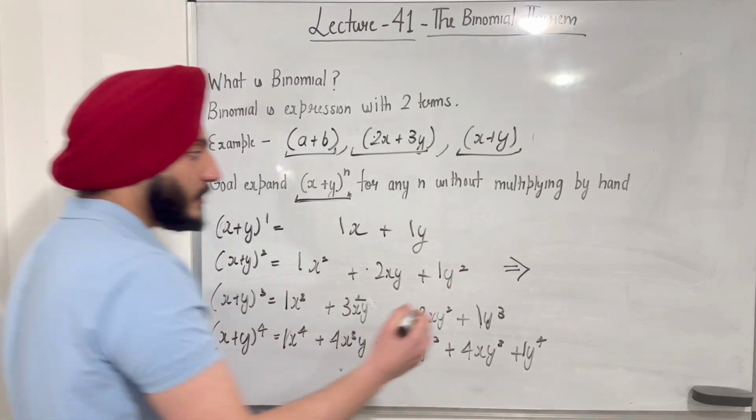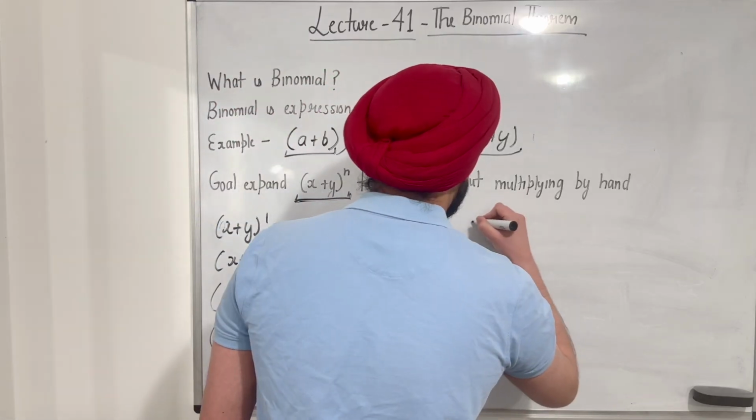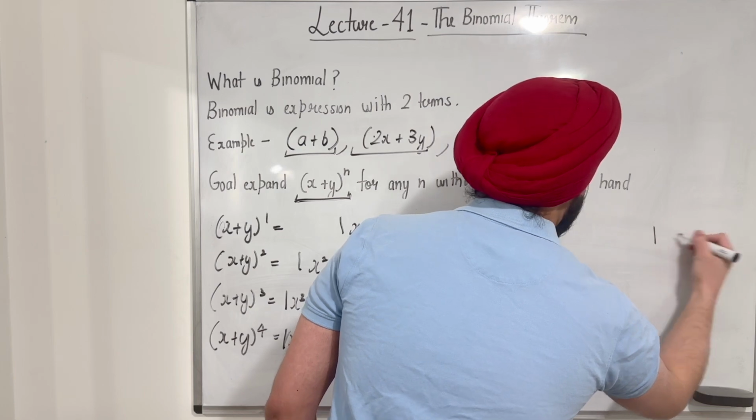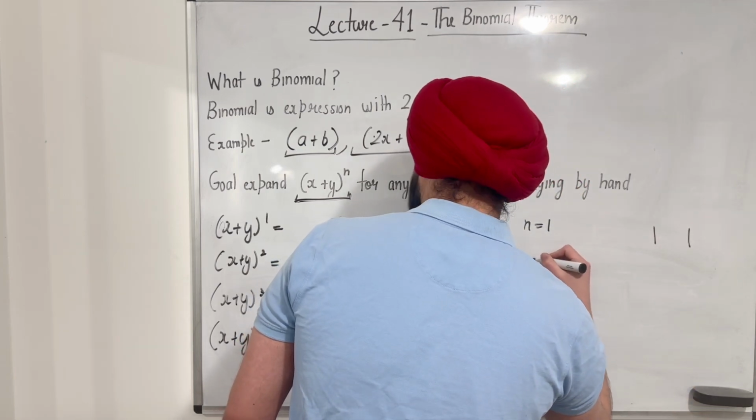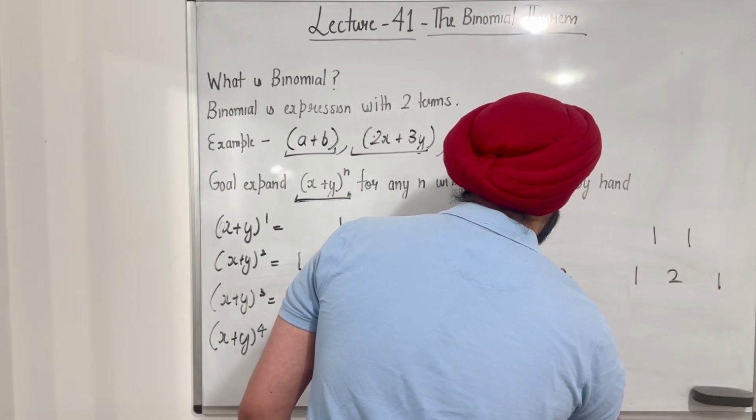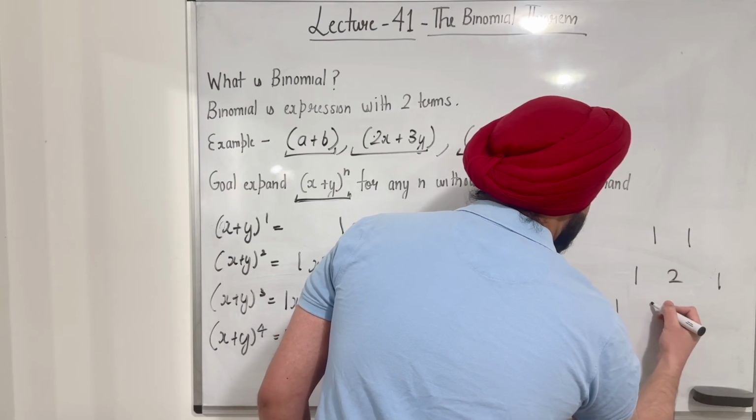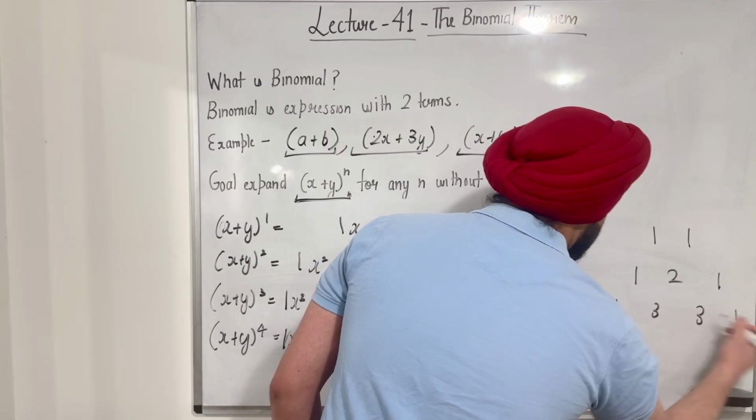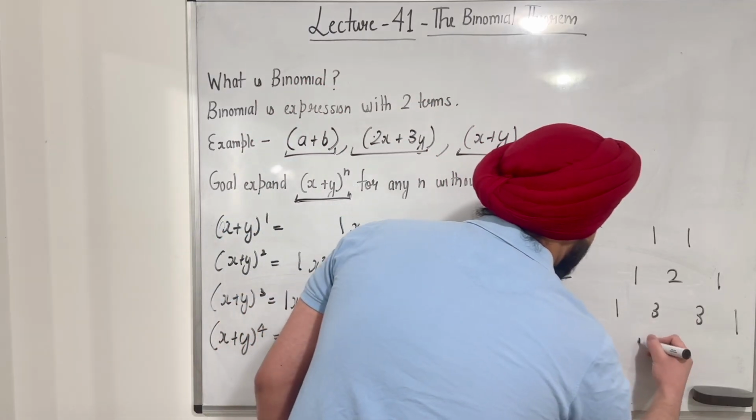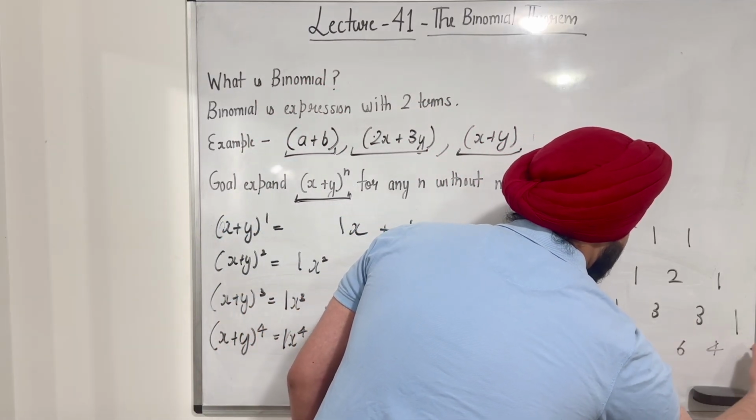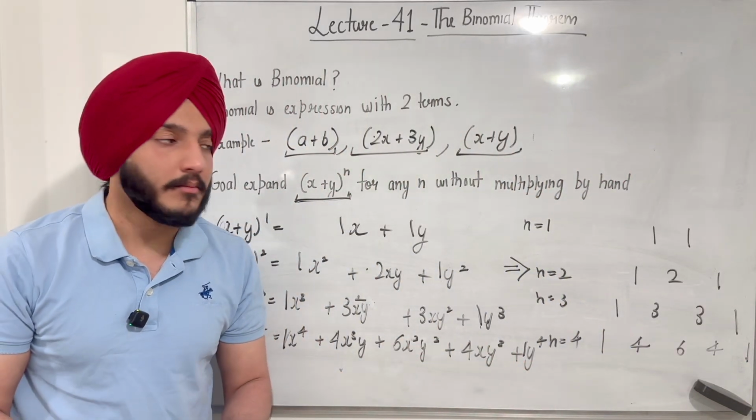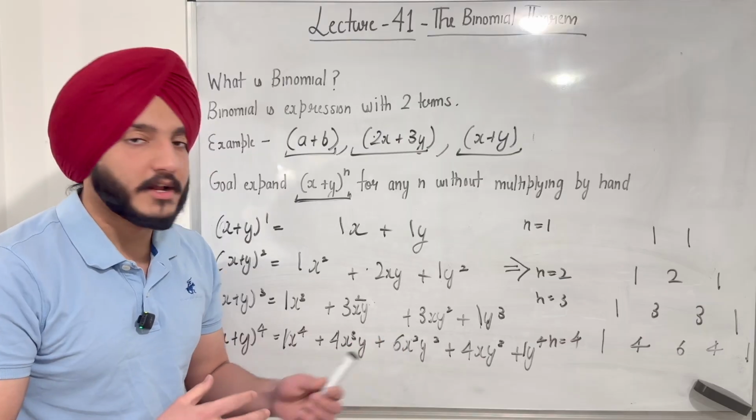For n equals 1, you get 1, 1. For n equals 2, you get 1, 2, 1. For n equals 3, you get 1, 3, 3, 1. And for n equals 4, you can notice over here, it's going to be 1, 4, 6, 4, 1. Don't you see some kind of a pattern happening here? You can probably see that this triangle is kind of resulting in something.